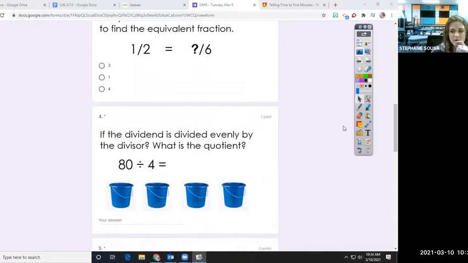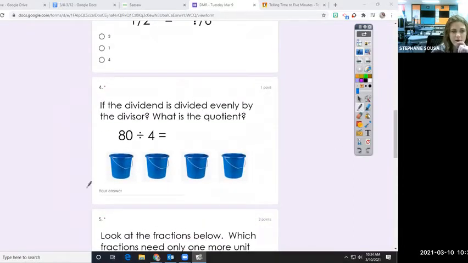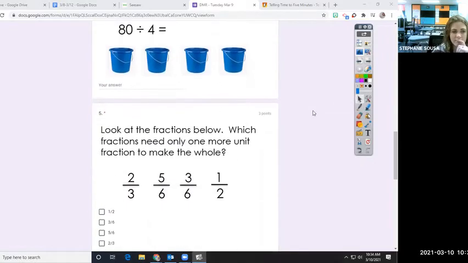Alrighty, our next one we did really well. No issues on that one. 80 divided by 4, we knew very quickly that that equaled 20, probably because y'all recognized 8 divided by 4 is 2, and we just add that 0. So good on you. You did great on that one.